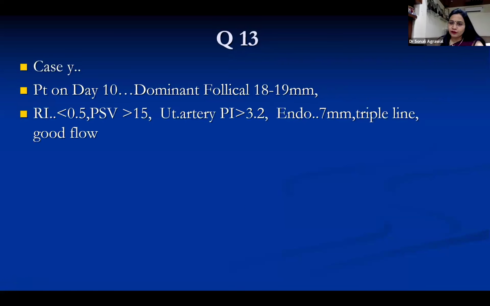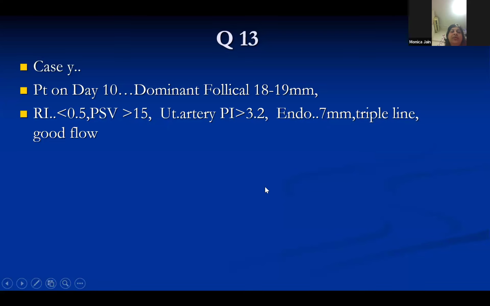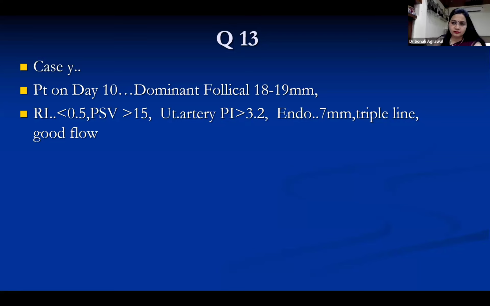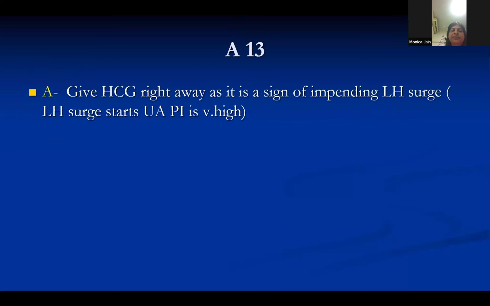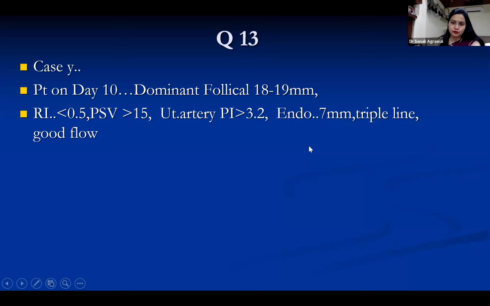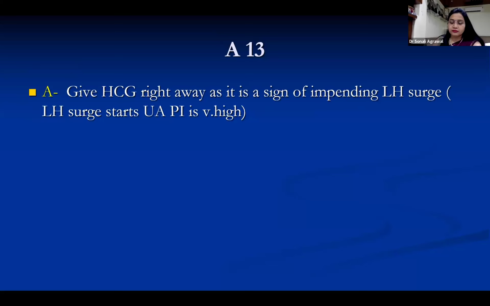Patient on day 10, dominant follicle is around 18 to 19 mm, RI is 0.5, PSV is more than 15, uterine artery PI is more than 3.2, endometrium 7 mm, but triple line with a good flow. Dr. Monica, would you like to give trigger in this patient? Yeah, I can wait for 1 day and then give trigger, but I can also give the same day because flow is good and follicle size is good. We can directly give the trigger, because good flow is there and size is already 18 to 19 mm. Yeah, 18 to 19 is best. Endometrium is 7, and peak systolic velocity is more than 10. So we always think that the surge has already started in this case. So we can give trigger in this patient.